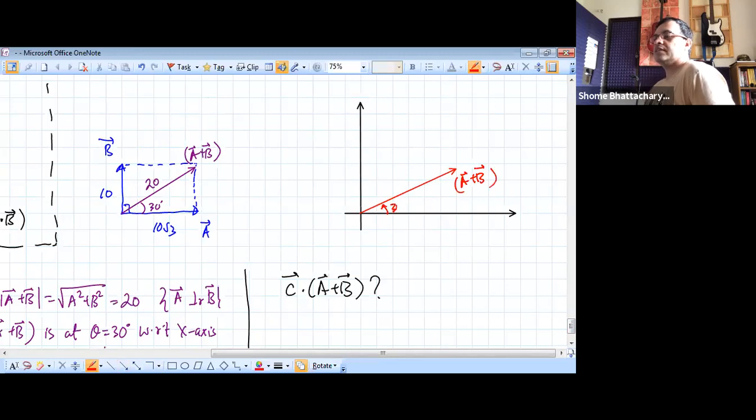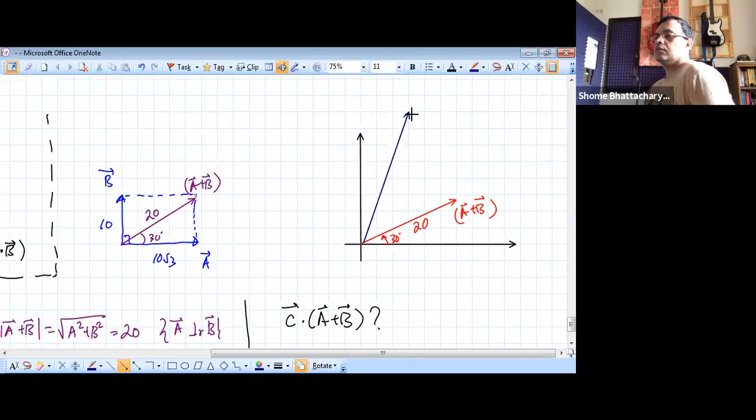At 30 degrees to the x-axis, and its own magnitude is how much? Its own magnitude is 20. Whereas from the diagram which I had originally given, you can also see that what is the vector C? The vector C was something like this. It was of magnitude 25, but this angle was 60 degrees. So now what is the angle between A plus B and C?